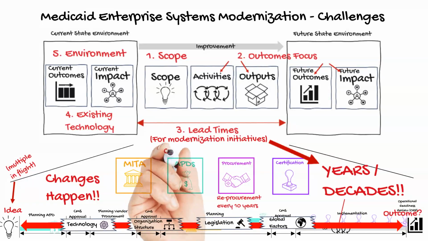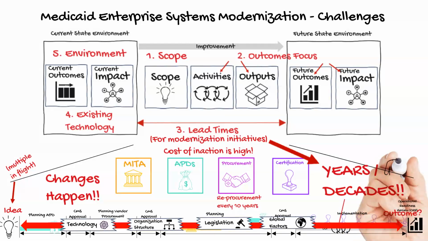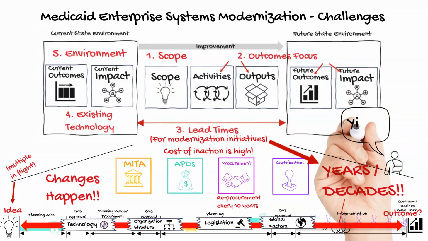And critically, the cost of inaction continues to escalate. Every year spent in this cycle is another year in which recipients, providers, and staff must struggle with outdated processes and technology. If our goal is to deliver outcomes to increase impact for our citizens, this approach does not seem likely to achieve this result.